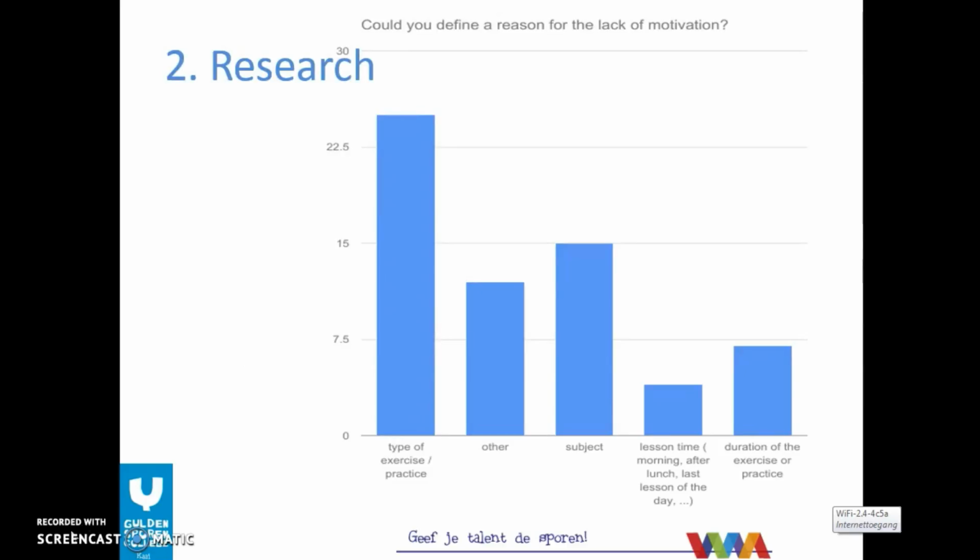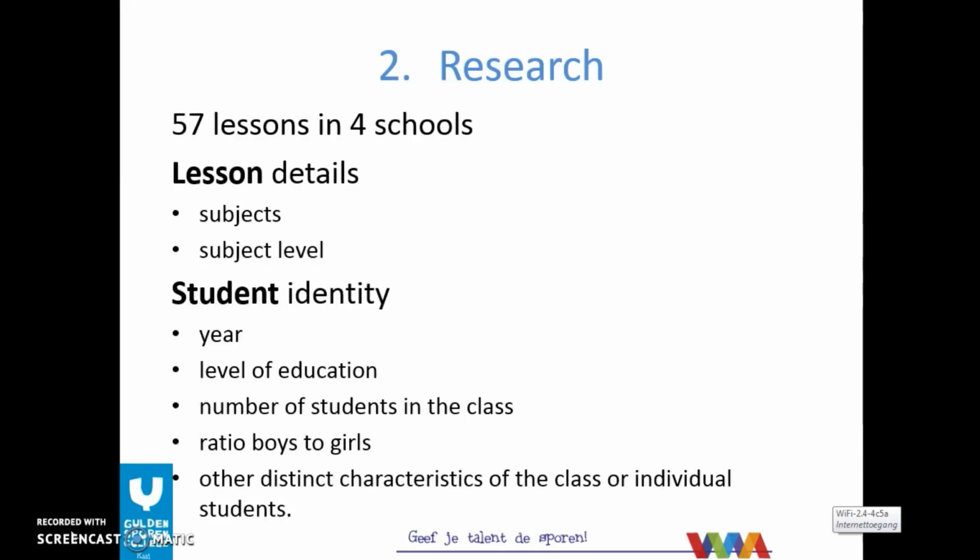This question was asked to the observers of the filmed lessons as well, and they were asked the question, could you define a reason for the lack of motivation? Turns out that the exercises done in the lessons are quite an important factor. The type of the exercises done and the duration of the exercises are quite important, as well as the subject of the lesson, and also the lesson time is a factor we should take into consideration. But there are also other things that have their effects on motivation.